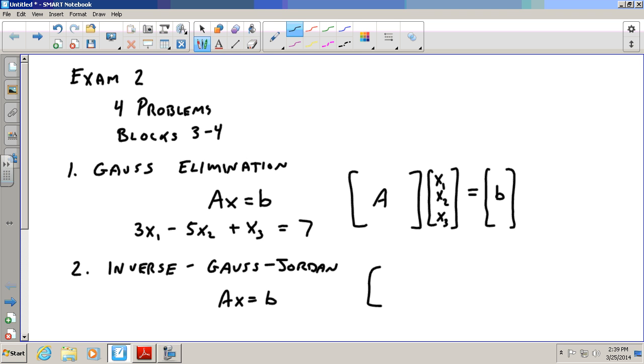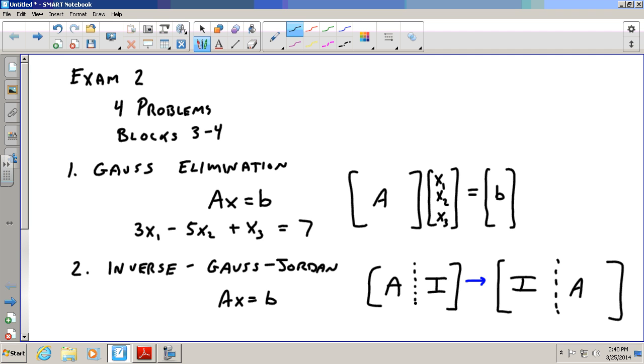If you want the inverse of matrix A, you set up a larger matrix that you augment with the identity matrix. And then you use Gauss elimination techniques to transform that matrix such that the left side becomes the identity matrix, then the right side will become A inverse. Okay? And so it is a way to get the inverse of a matrix by hand. Pretty nice way of doing that.